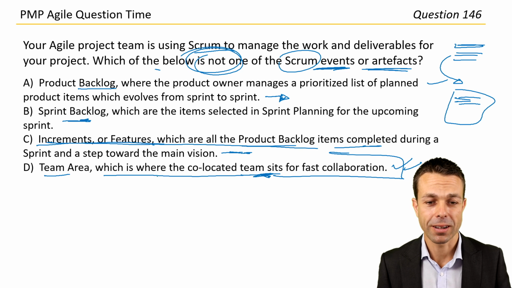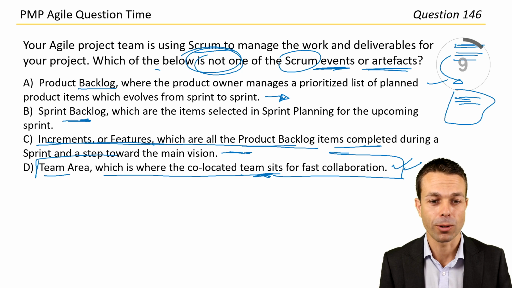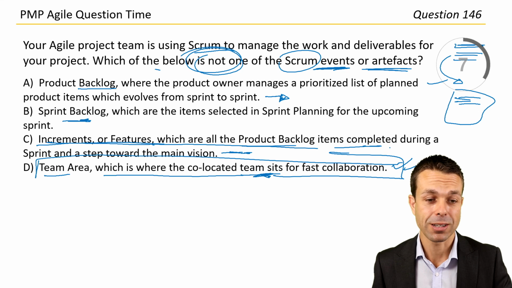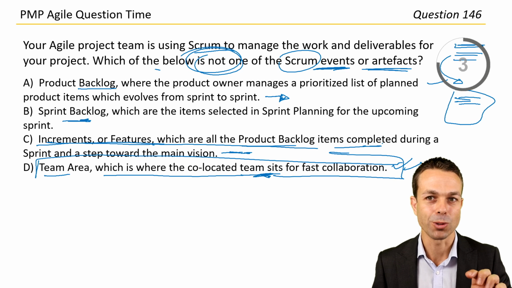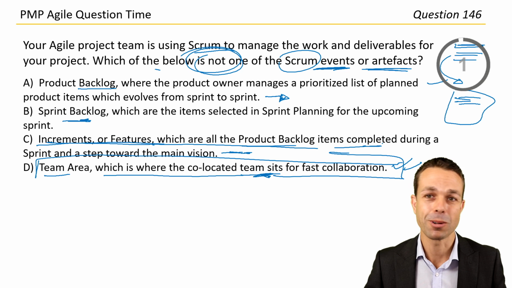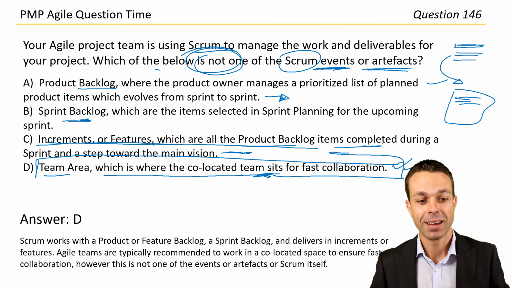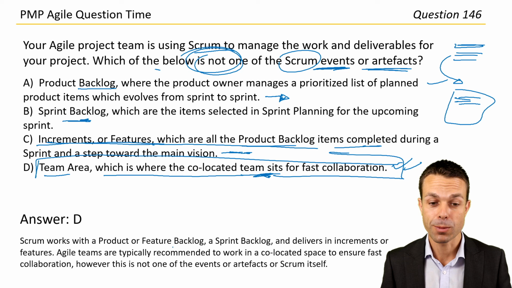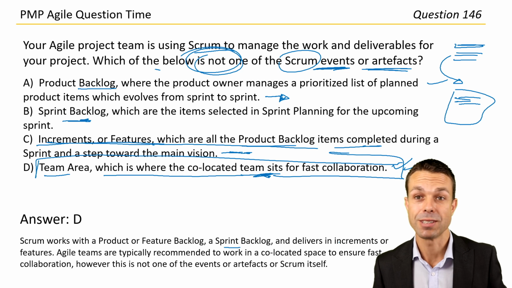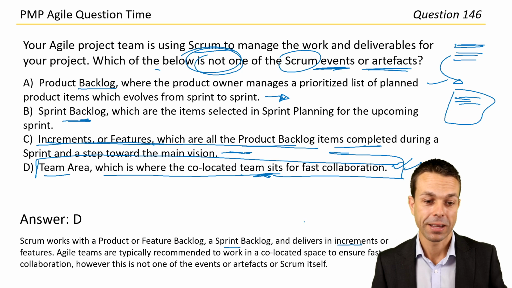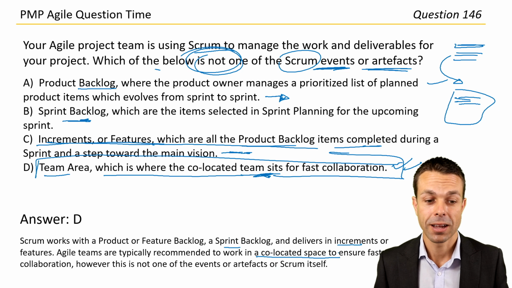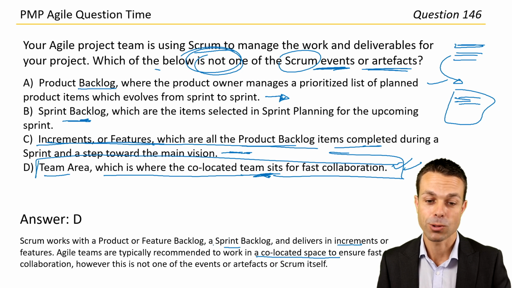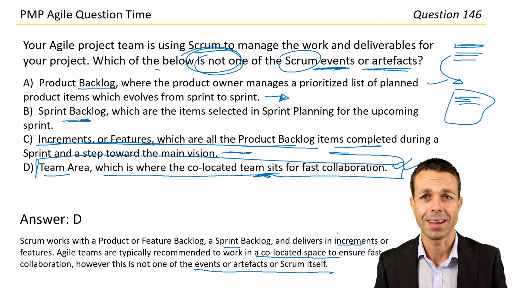Team area is basically just a team area, even though yes, it's definitely a part of Agile. That's probably the one that doesn't fit the most. So this is quite a tricky one, but let's go with answer D. All right. Scrum works with a product or feature backlog, a sprint backlog, and delivers in increments or features. Agile teams are typically recommended to work in a co-located space, but this is not one of the events or artifacts from Scrum itself. Okay, that's good to know.